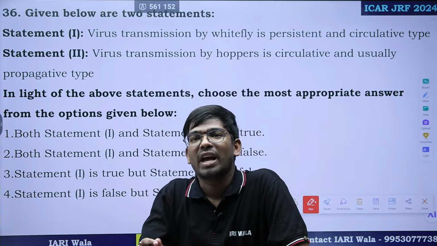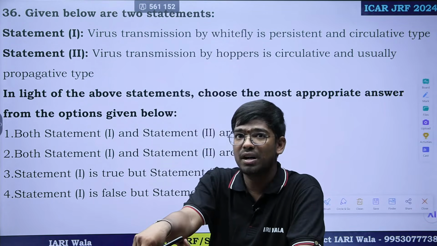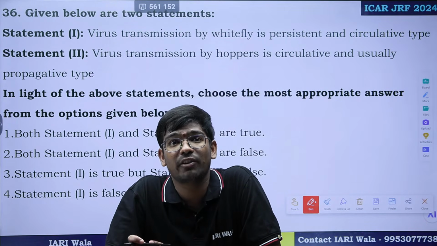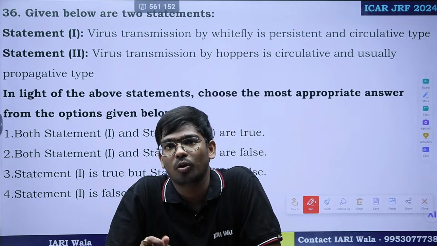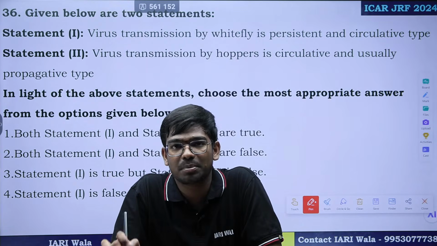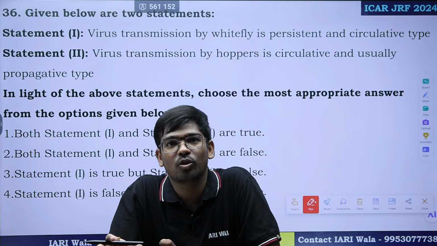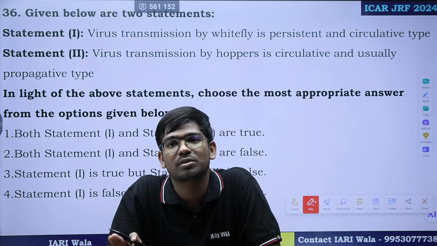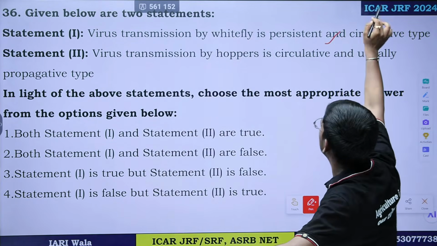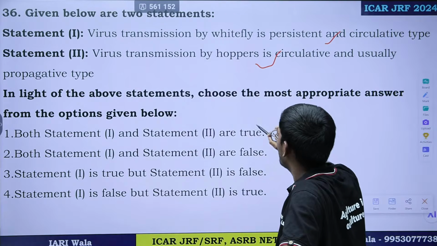Yes, next question. Again, a two-statement type of question. Statement 1: virus transmission by whitefly is persistent and circulative type. Statement 2: virus transmission by hoppers is circulative and usually propagative type. Previously I had written this there. If you can remember how the mite transmits, thrips transmit, hoppers transmit, and whiteflies transmit, you could answer such questions easily. That's what I am telling. It's very important. Okay, here both the statements are correct. It will transmit in a persistent and circulative manner. It will transmit in circulative and propagative type. Both the statements are true.